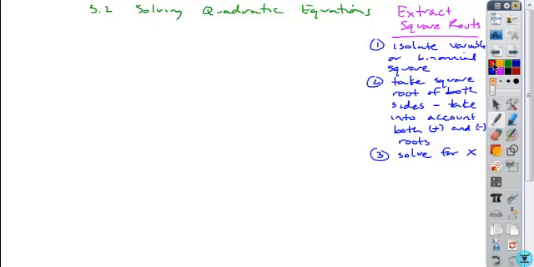Okay, so if I gave you that same problem, solve 9x squared minus 1 equals 0. Because there is just a single variable term, there's no x term here, you can solve by extracting the square root. Your steps for this would be first isolate your variable, so I'm going to add 1 to both sides. Continue to isolate that variable, divide by 9. So I get x squared is equal to 1/9.